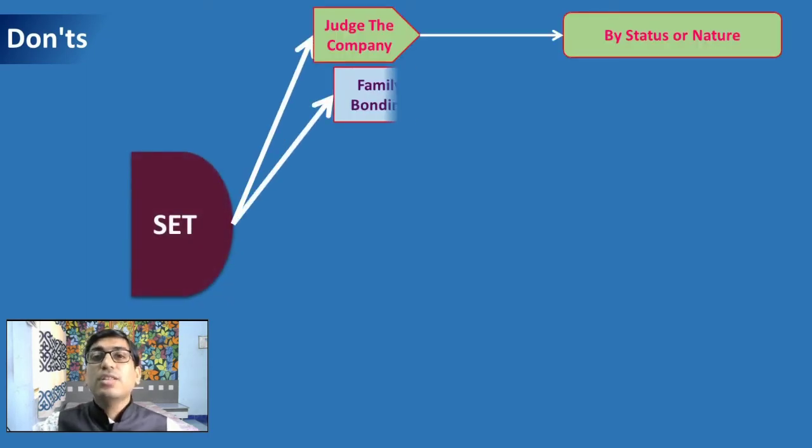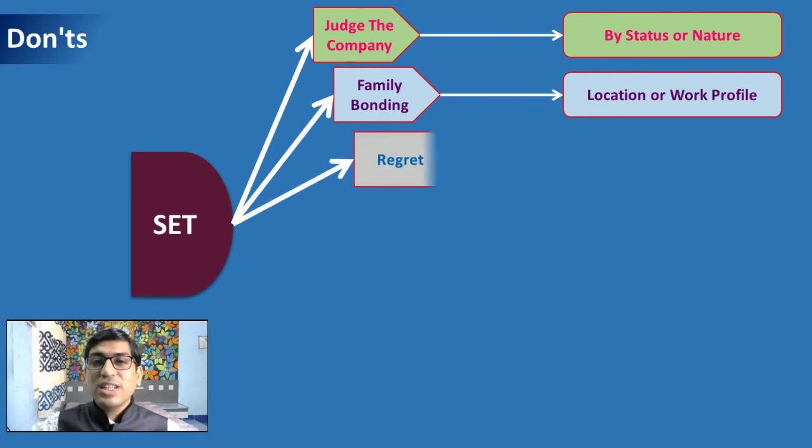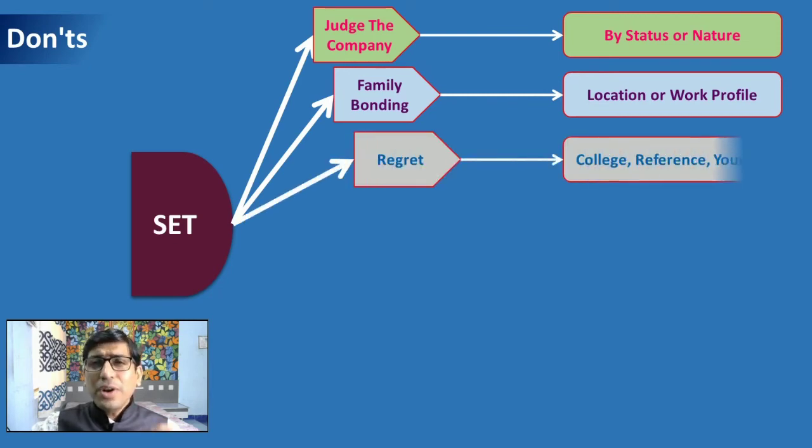Now some of the don'ts for the industries. The specific one: don't judge the company by its nature or by the status or by the tag of MNC. Don't judge it. Family bonding: do not make comfort only within the region because of the family bonding. Next one is your regret. Don't regret if you are not selected for the industry.